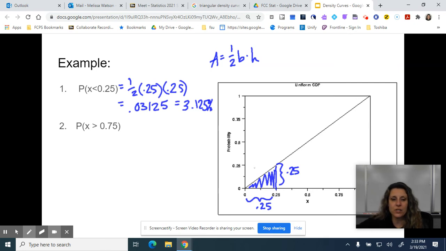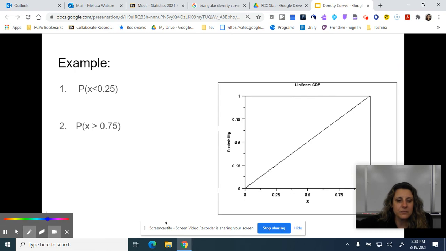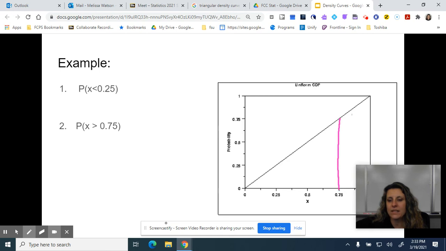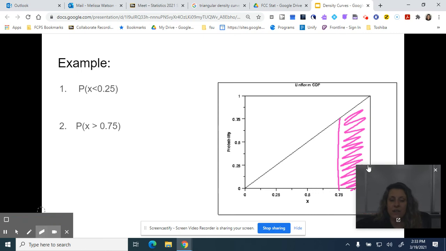Okay, number 2, I'm going to erase that. Number 2 says we want to find the probability that x is greater than 0.75. So 0.75 is over here, and greater than I would shade above. Now, that's kind of tricky because the shape that we see is a trapezoid. You might not remember how to find the area of a trapezoid, so we're going to actually find the area of the complement.